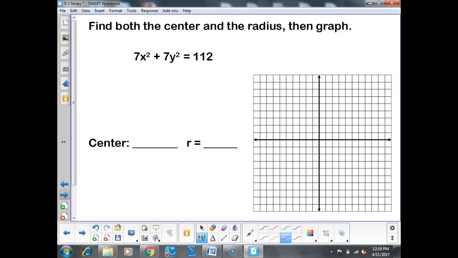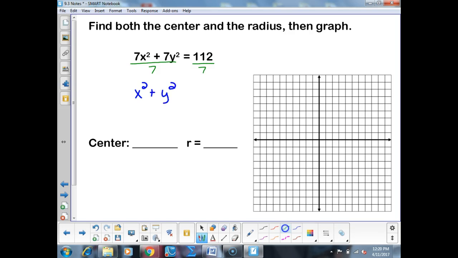So in this case, we want to divide both of them by 7. If I divide everything on the left side by 7, what else would I have to do? Divide everything on the right side by 7. So if I divide by 7 here, I've got to divide by 7 there, giving me x squared plus y squared equals 116. From there now, I can find the center.